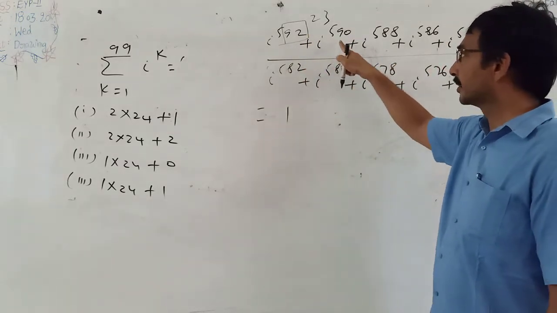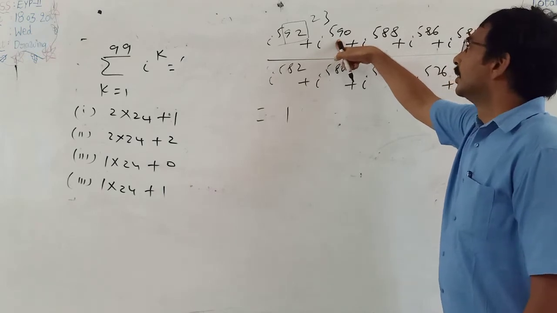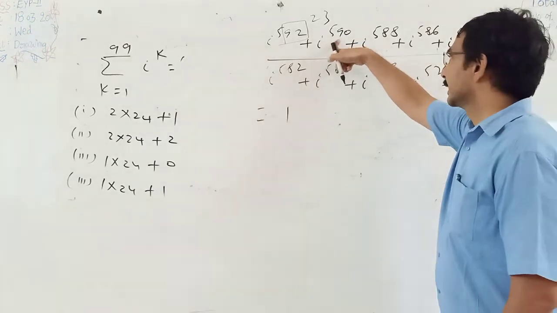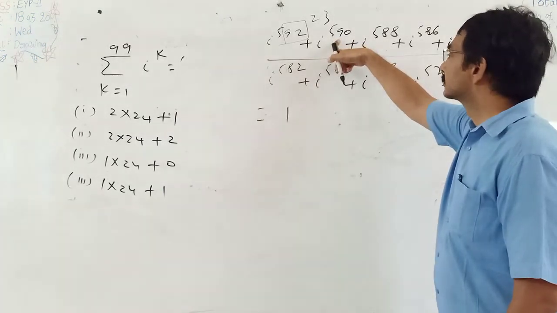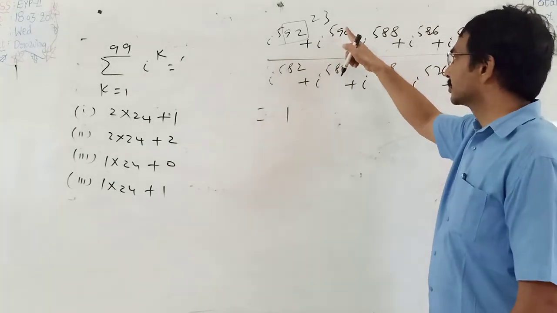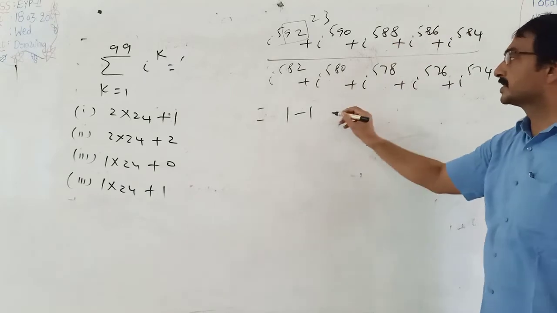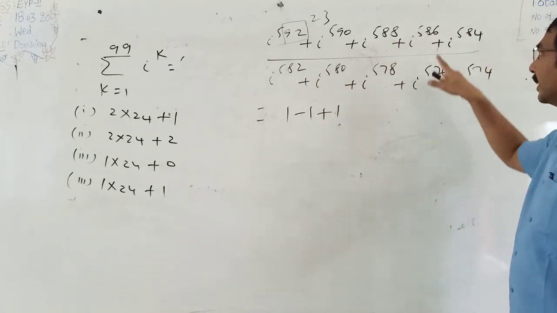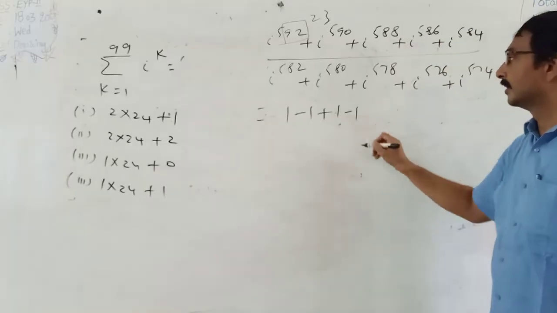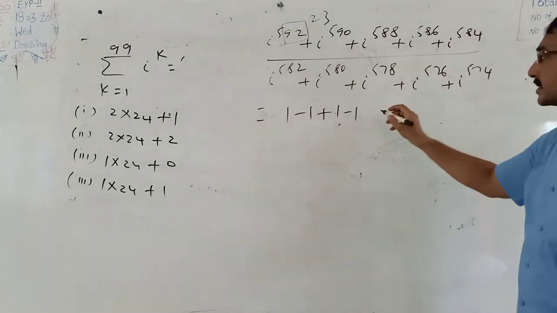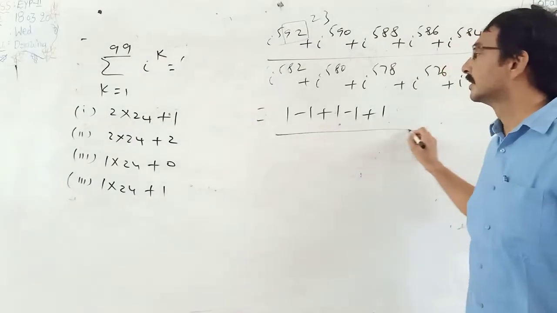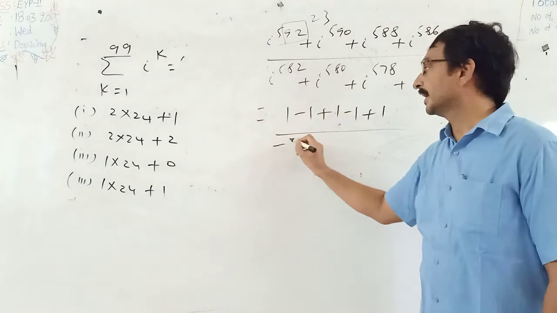Here, remainder: 4 2's are 8. Again 4 2's are 8. So, remainder 2. Remainder 2 means minus 1. Remainder 0 means plus 1. Remainder 2 means minus 1.